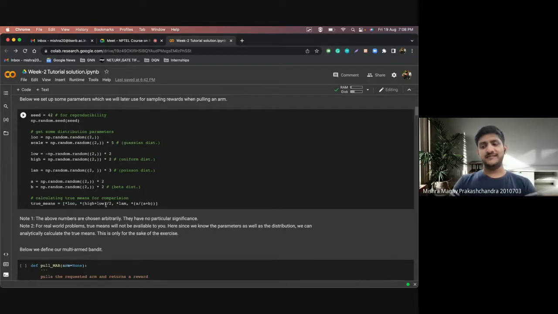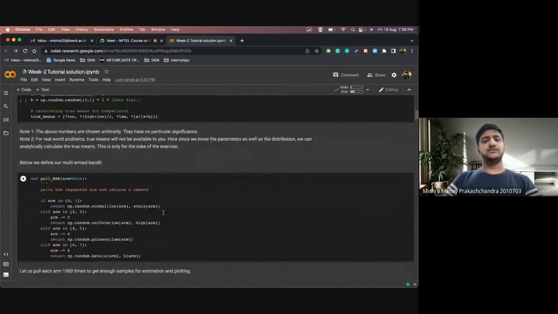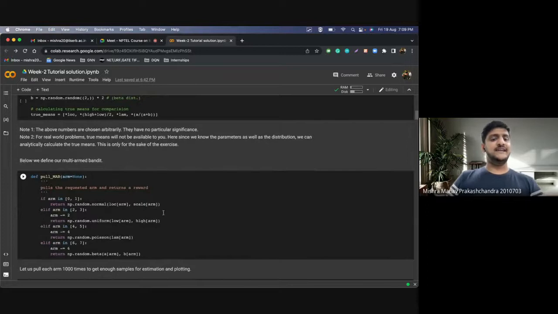So this is the small q value, the absolute true value of these distributions. The numbers are chosen arbitrarily. There is no particular ordering or significance to that. For real world problems, the true means won't be available to you. Here, you means the agent. So the agent has to get some estimate of the reward that it is trying to optimize. And here, since we know the parameters as well as the distributions, we can analytically calculate the true means.